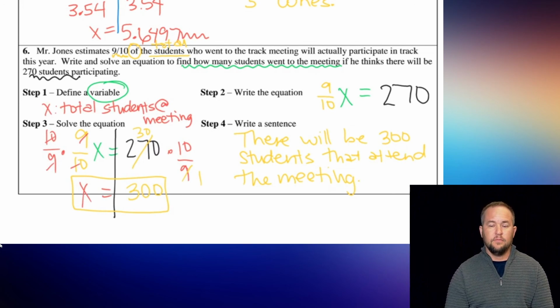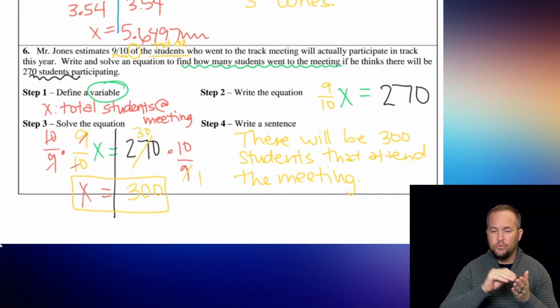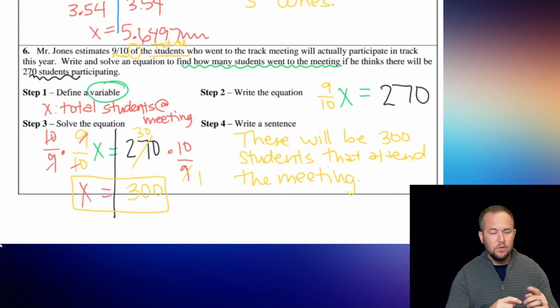All right, take a look. I found my variable x is the total students at the meeting. Then I also multiplied by the reciprocal rather than wasting time by dividing by a fraction. So our final answer is x equals 300. And then my sentence, there will be 300 students that attend the meeting. Notice the nice period at the end of the sentence, capital letter at the beginning.